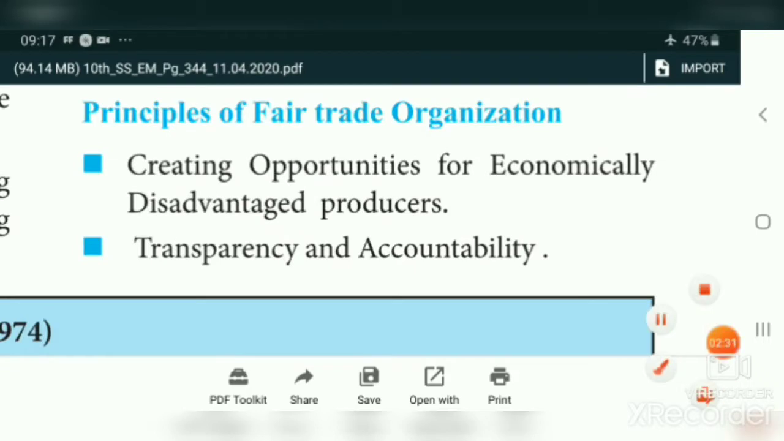Now we will see the principles of fair trade organization. Creating opportunities for economically disadvantaged producers. It creates opportunities for those economically disadvantaged producers. And transparency and accountability. Transparency means openness. Accountability means responsibility.